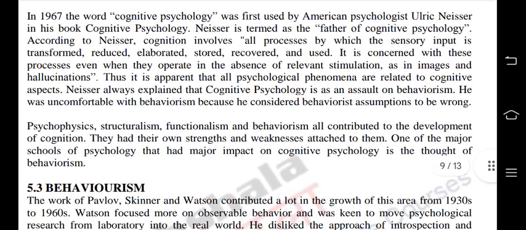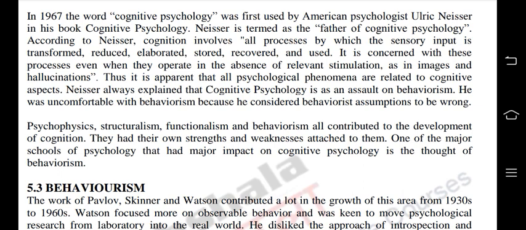In 1967, the term cognitive psychology was first used by the American psychologist Ulric Neisser in his book Cognitive Psychology. Neisser is termed as the father of cognitive psychology. According to Neisser, cognition involves all processes by which the sensory input is transformed, reduced, elaborated, stored, recovered, and used. It is concerned with these processes even when they operate in the absence of relevant stimulation, as in images and hallucinations.